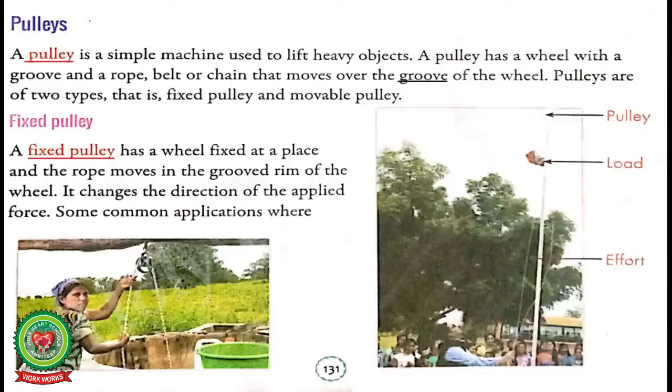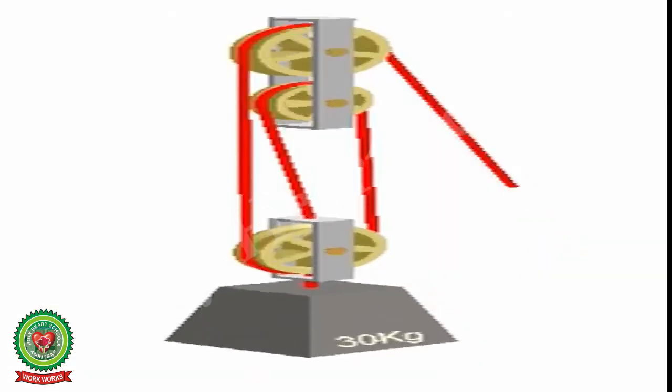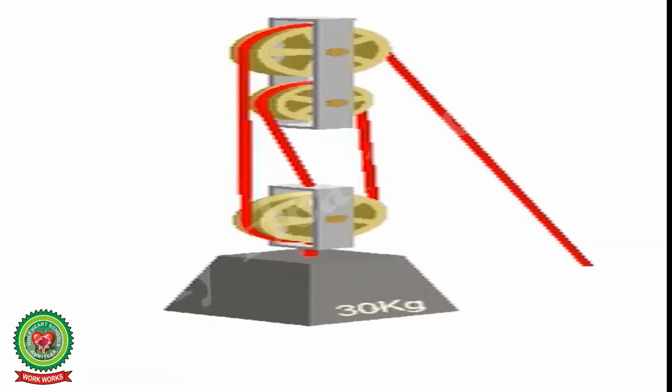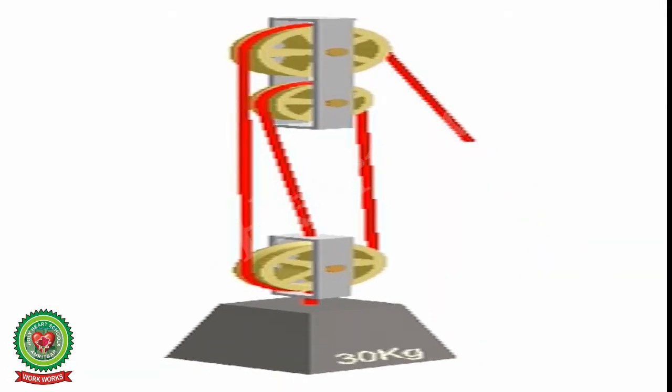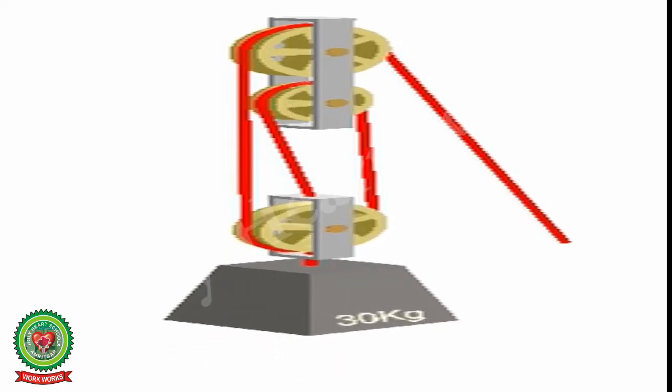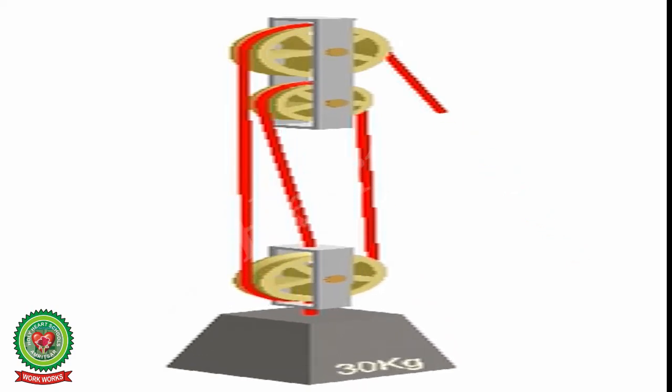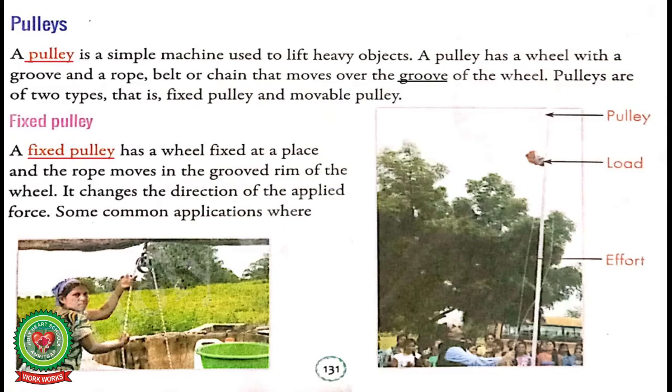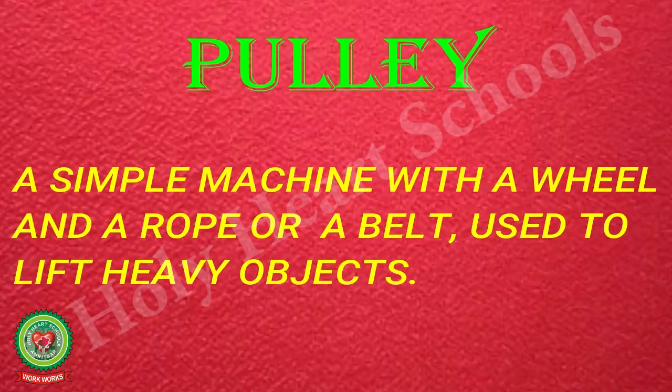Pulley. A pulley is a simple machine used to lift heavy objects. It makes our work easier by letting us raise an object by pulling down rather than lifting up directly. So, the definition of pulley is a simple machine with a wheel and a rope or a belt used to lift heavy objects.